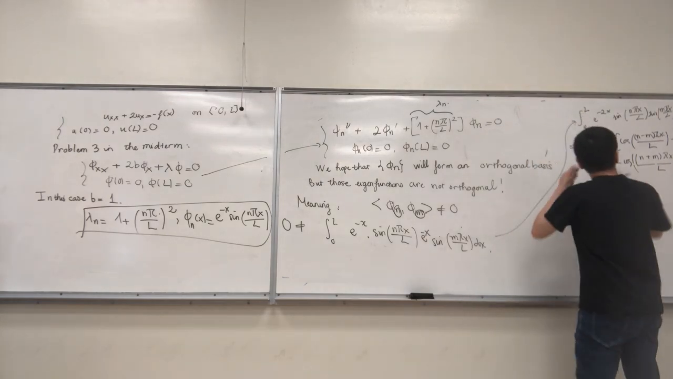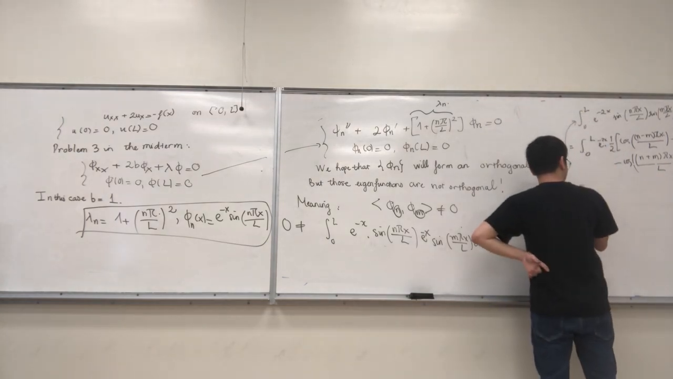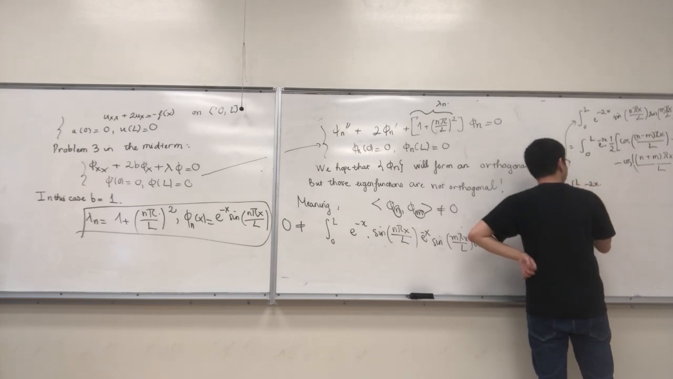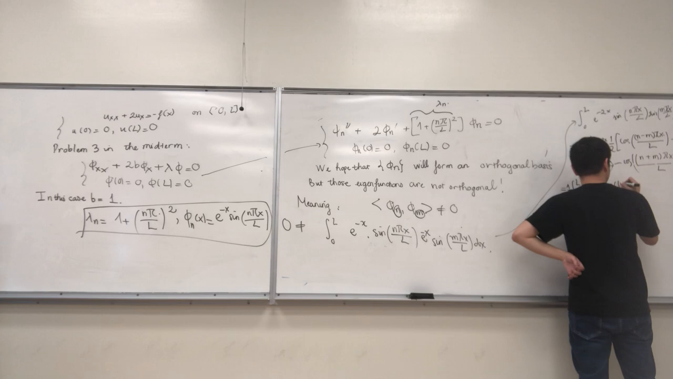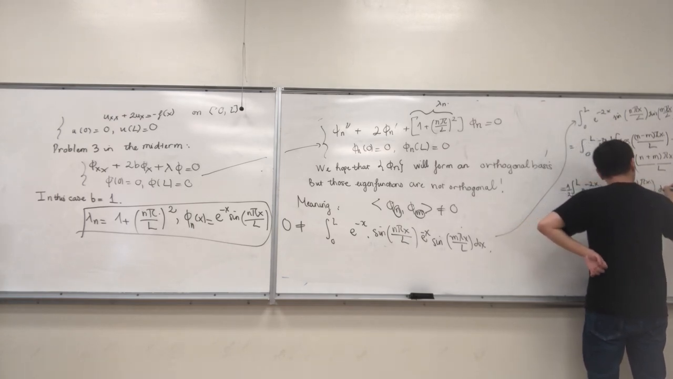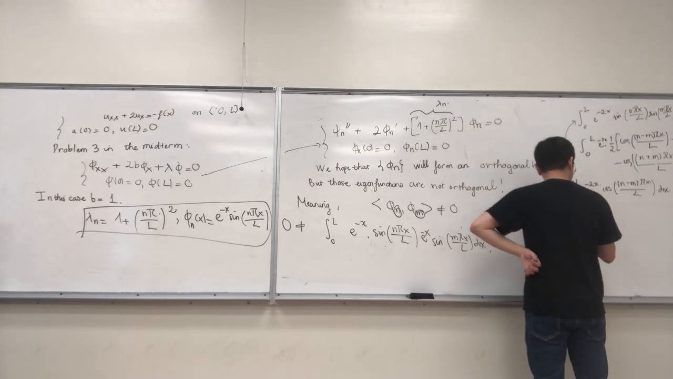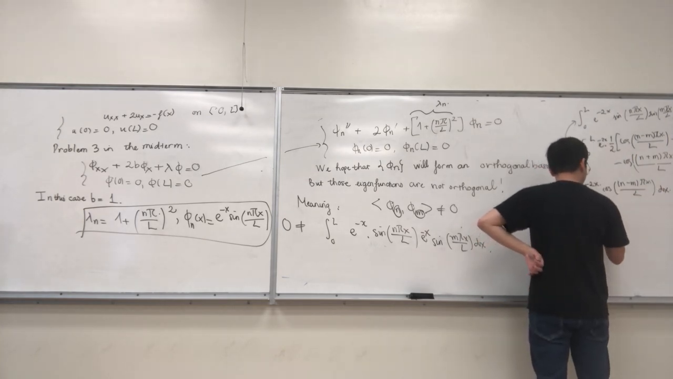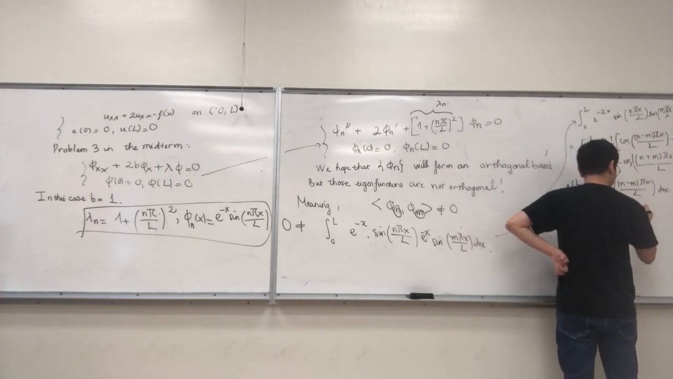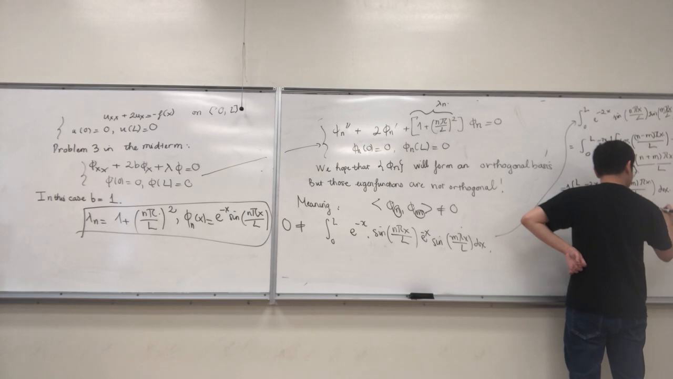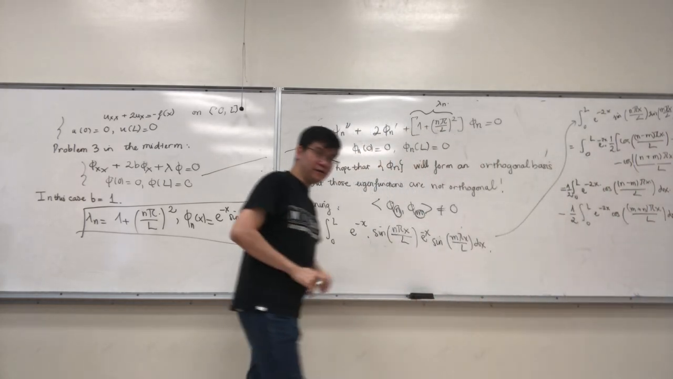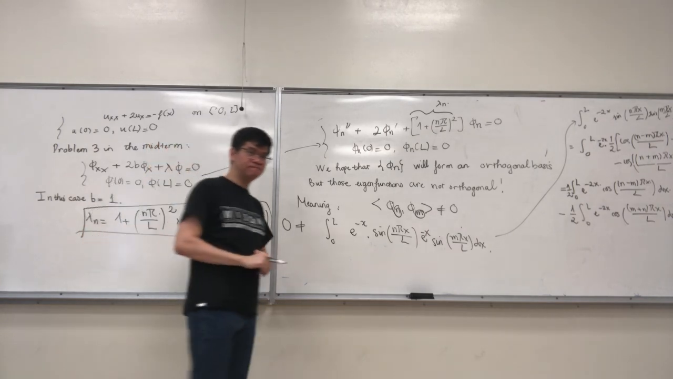Now you have two integrals to integrate. So you're going to have the integral from 0 to L of exponential minus 2x, 1 half of cosine of n minus m, pi x over L dx. And the other one is minus 1 half integral from 0 to L, exponential of minus 2x, cosine of m plus n, pi x over L. Yes. All right. Questions? Is it clear?